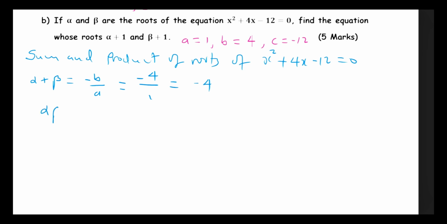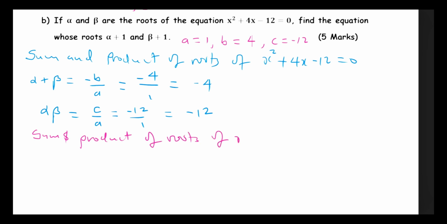And then the product of roots, that is alpha beta, is given by c over a. In our case, c is minus 12 and a is 1. So the product of roots will be minus 12. Now the next thing will be to look for the sum and product of roots of the required equation.